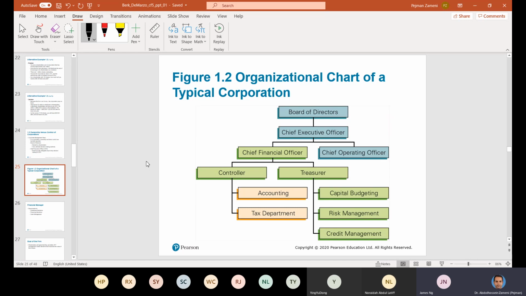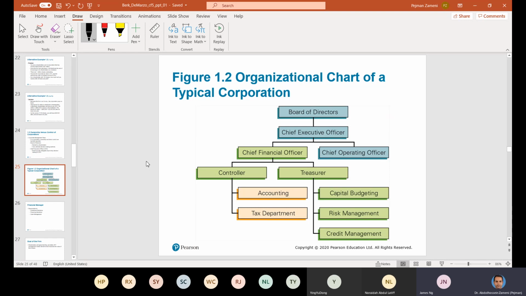If you are not doing the business correctly, what will happen? There is a name for that, and later we're going to see it. That is called the agency problem, or agency theory. Have you heard of that? That's why we need to have a controller, an accounting and tax department, in order to oversee compliance.